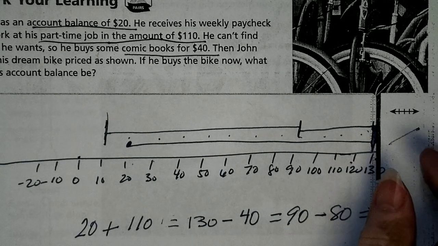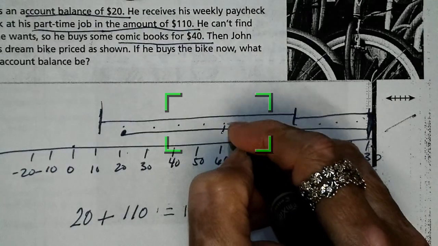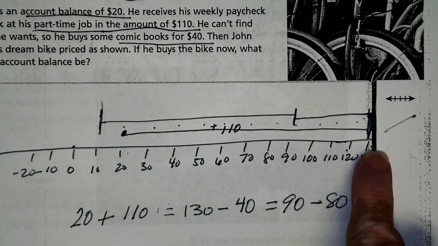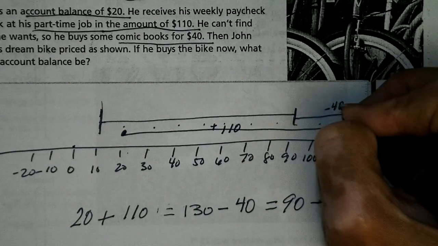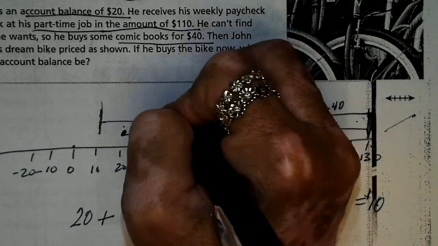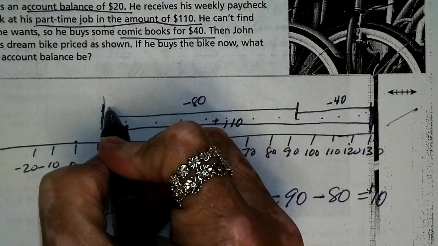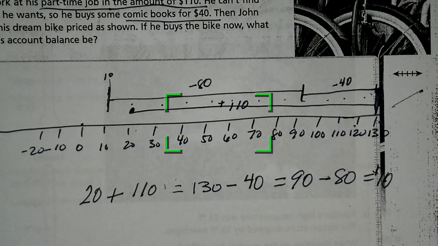Okay? So sometimes you will see number lines with the numbers written into it. So here on the first one, we added 110. Then we subtracted 40. Then we subtracted 80 to end up at 10. So sometimes you will see the number lines written that way.